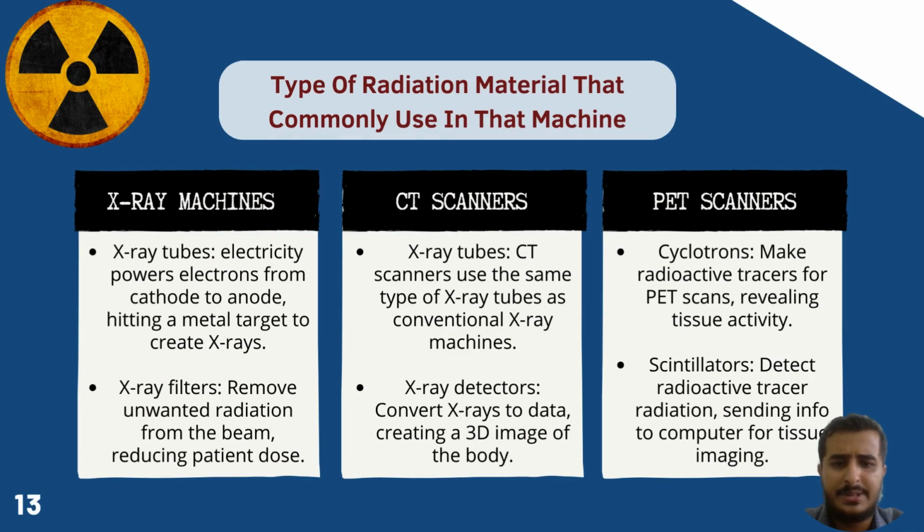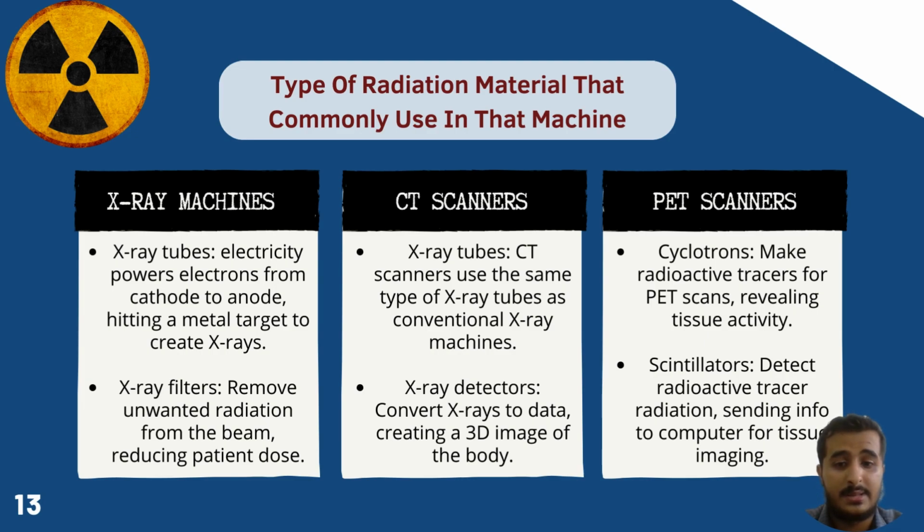Types of radiation material commonly used in these machines. We have X-ray machines. In X-ray tubes, electricity powers electrons from the cathode to the anode, hitting a metal target to create X-rays. X-ray filters remove unwanted radiation from the beam, reducing patient dose.